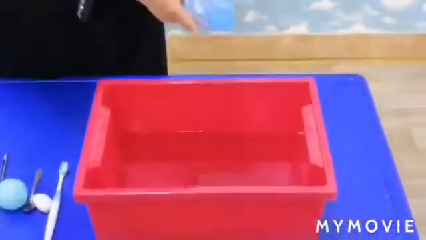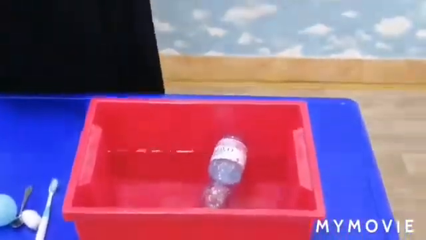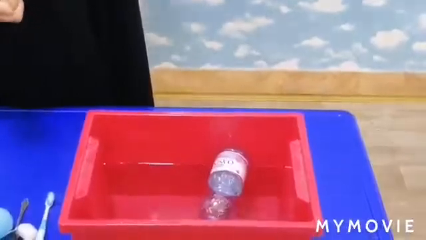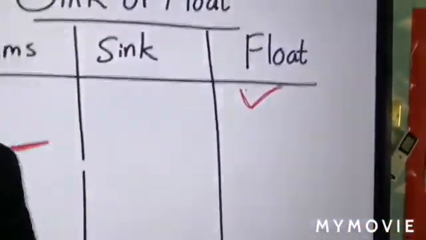This is a water bottle. Water bottle which doesn't contain water. Though if it would contain water, it would sink. This doesn't contain water, so it is light. The things which are light will always float. So let's see, will this sink or float? Let me drop it in the water. Look. It is floating. Okay. So, water bottle will float.